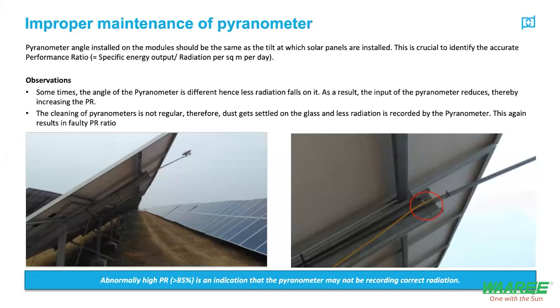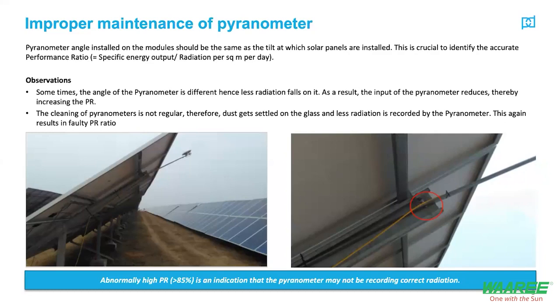And a lot of times, this could be happening because of some general oversight, because of the lack of know-how, or this could be a small manipulation thing as well. But this is something that needs to be taken care of by O&M companies or by developers to ensure that they get the right numbers.